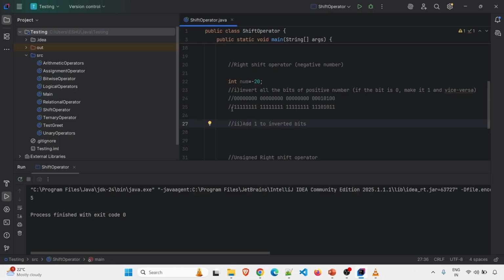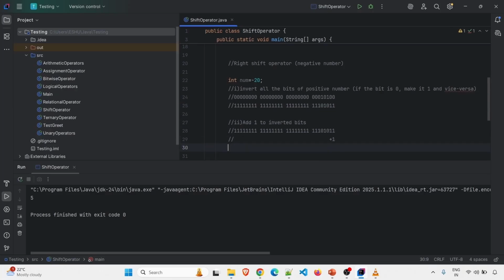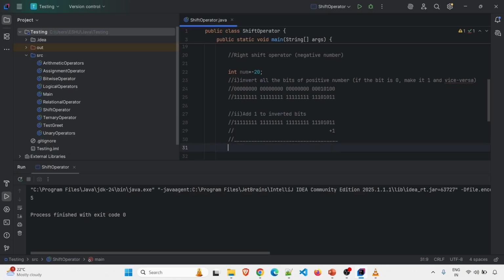Now the second step is to add 1 to the inverted bits. We have to take this number and add 1 to it. After adding, we will get the binary representation for -20. We have to add from the least significant bit, from the end. So 1 plus 1 will become 10, as we know in binary, 1 plus 1 is 10. So 1 will be carried over and we will get 0.